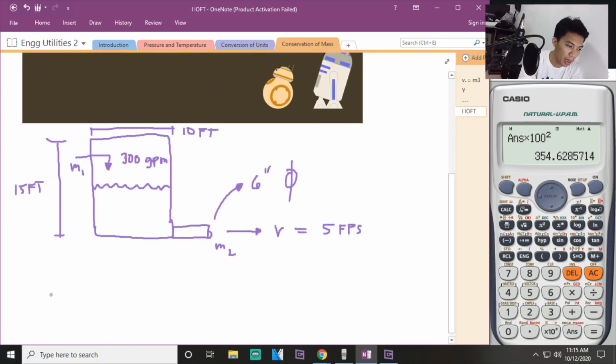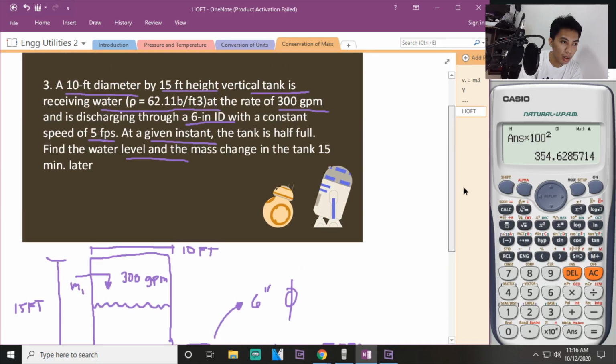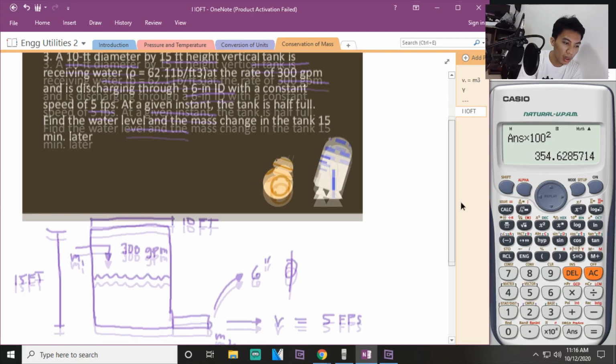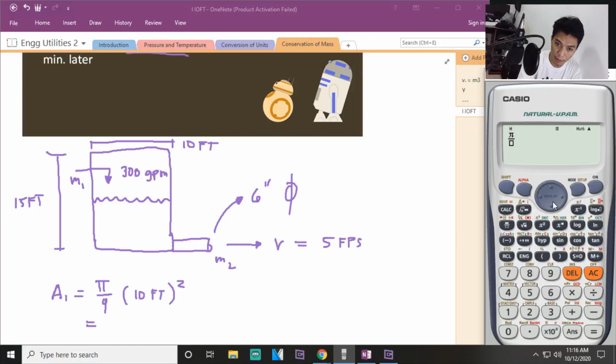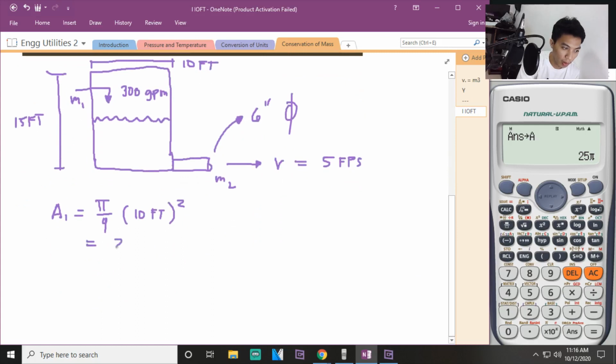Sir, kunin muna natin kasi yung mga area niya. Area 1. Yung area 1 is pi over 4. Saan ba siya pumapasok? 10 feet. Ayan, no? 10 feet. Yung area, cross-sectional area ng tank. So, that is 10 feet squared. Okay. So, kunin natin siya. So, that is pi over 4 times 10 squared. This will be 25 pi. Store muna natin yung value niya kay 8. So, 25 pi feet squared. Yan yung area 1.